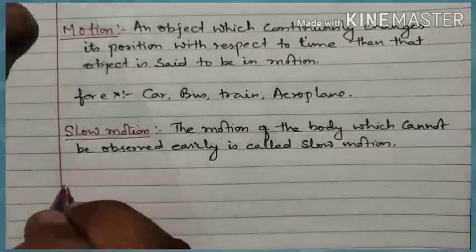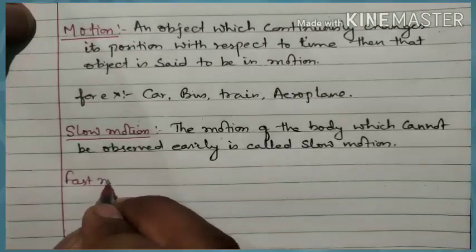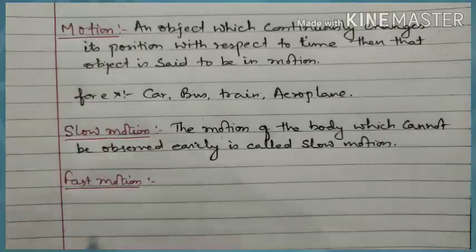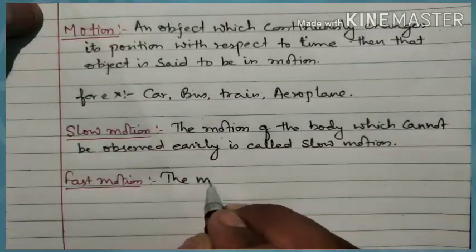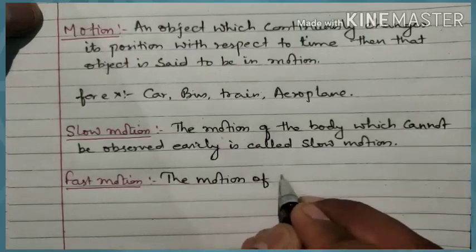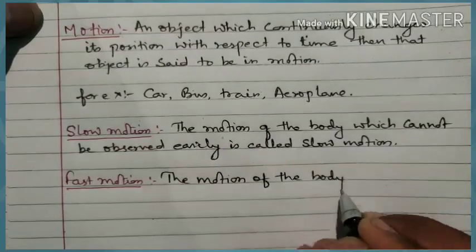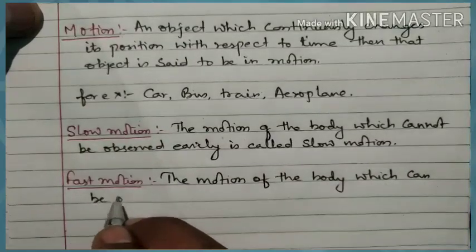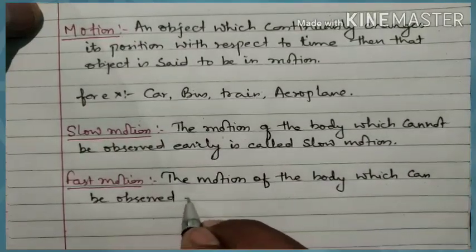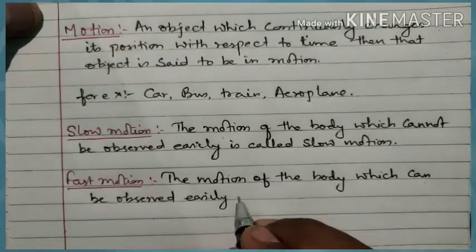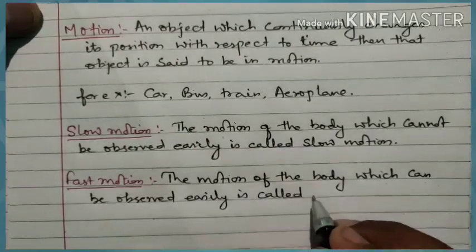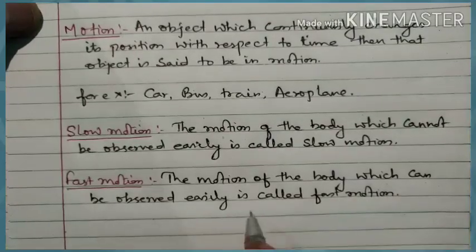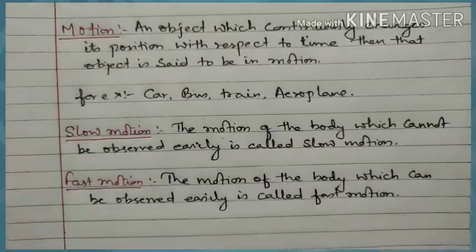Similarly, another term we will study is fast motion. The motion of the body which can be observed easily is called fast motion.